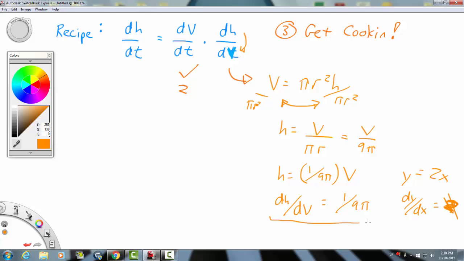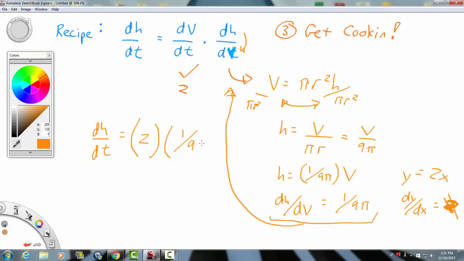Great, so now we have this. Woo! dH/dV, plug that in there. Okay, so we're still cooking. dH/dt equals, I'm going to plug things in. dV/dt we said was 2. And now we're saying this is 1 over 9 pi. So we just multiply 2 by 1 over 9 pi, which is 2 over 9 pi. Remember, pi is about 3-ish, so that'd be like 27 on the bottom. 2 27ths-ish.